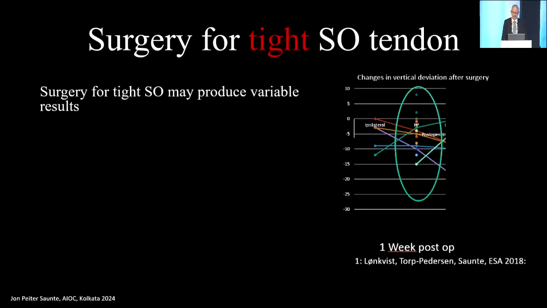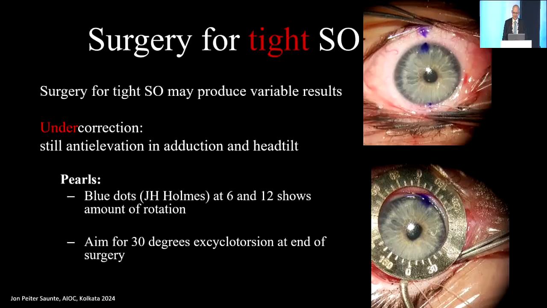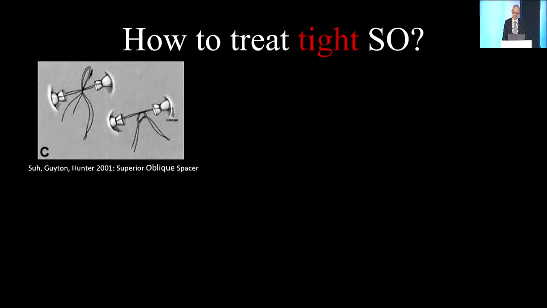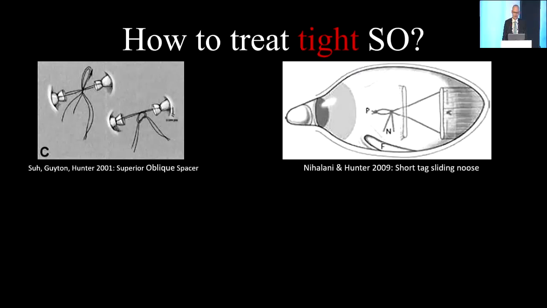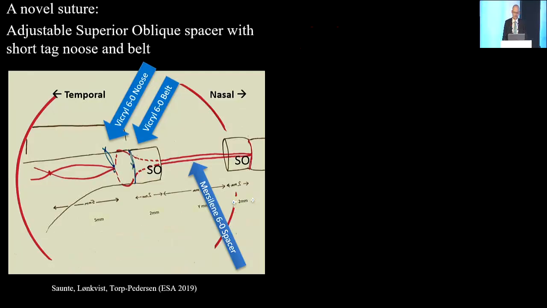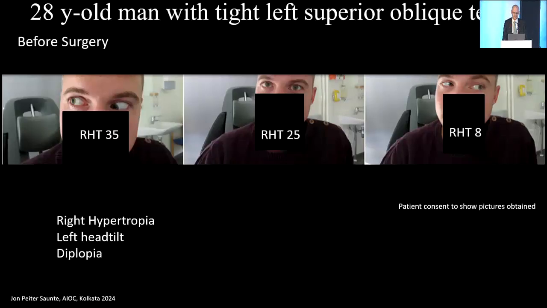And we know that this is quite an unpredictable procedure, so we have developed a suture where I just want to skip to the pictures here. We have combined sutures with a chicken suture and this short tag noose suture. And if you do that, you can have an adjustable superior oblique suture, which is actually adjustable. And this is how it looks in real life. It's a Mersilene suture with a Vicryl noose, and this will allow you to adjust the suture up to a week after surgery.